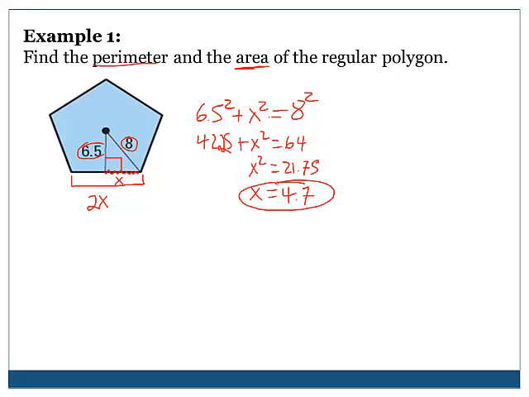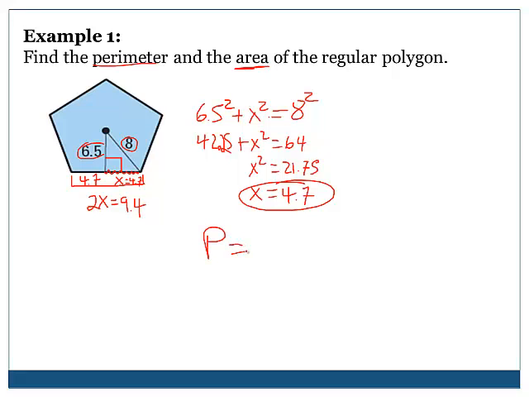Okay, is your side length. So that's the hard thing about this one. So this, we say 4.7, that means this has to be 4.7. So if that's 4.7, that means this entire length is 9.4. So we can actually figure out perimeter now that we have that length. So let's do perimeter first.